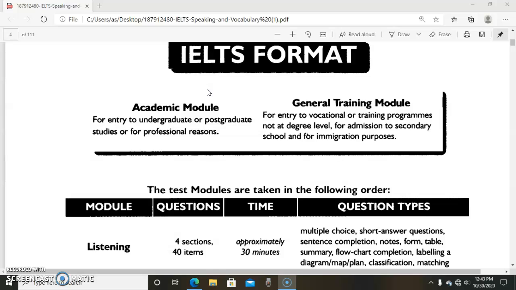Now let's go down to the format of IELTS, right? How IELTS is formatted. As we discussed, there are two modules or versions of IELTS: the academic module and the general module. The academic module is used for entry to undergraduate or postgraduate studies or for professional reasons. The general training module is for entry to vocational or training programs not at a degree level, for admission to secondary school, and for immigration purposes, right?